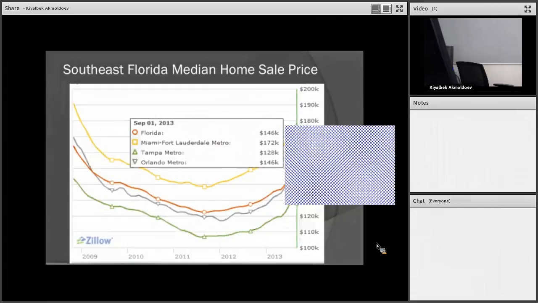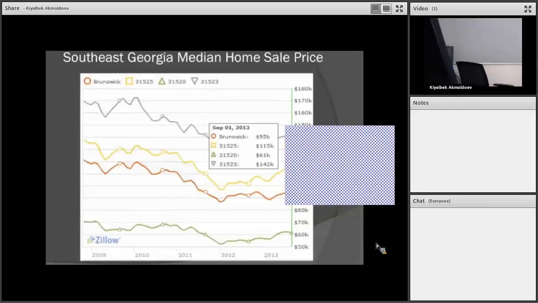In Southeast Florida, the median home price in 2013 currently is $172,000. And you can see that this is different, of course, between other parts of Florida. For instance, Tampa is 128,000. Orlando, the metro Orlando area, is a little bit more than that, 146,000. But nonetheless, this illustration of the various median home sale prices gives us an indication of how living in different parts of Florida can actually be more or less expensive.